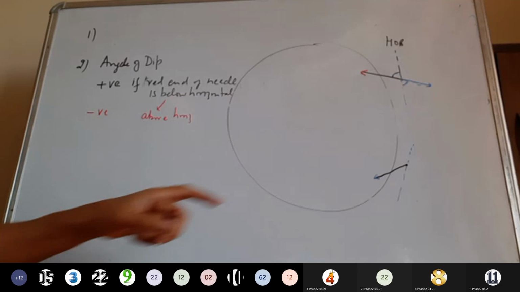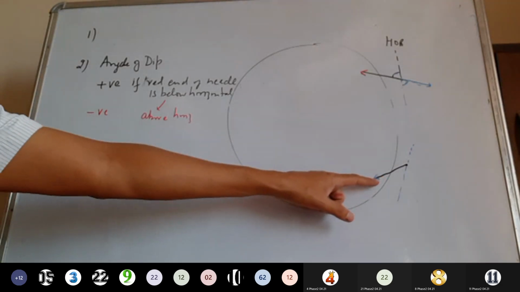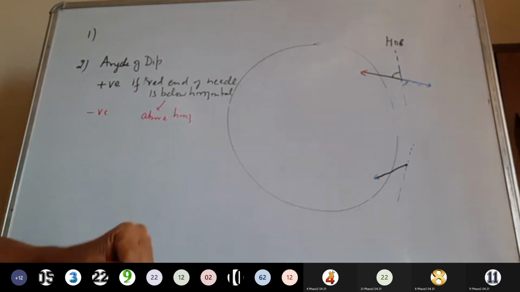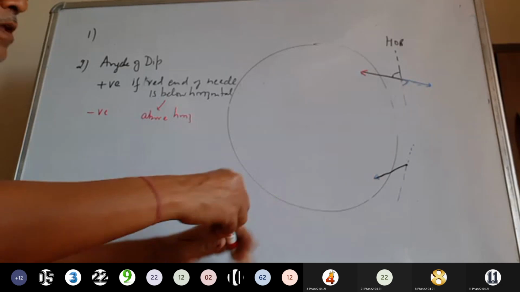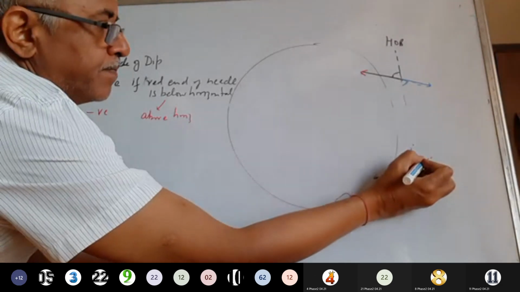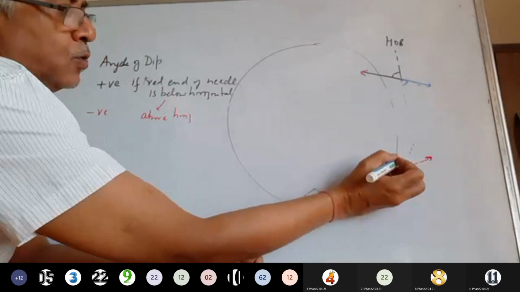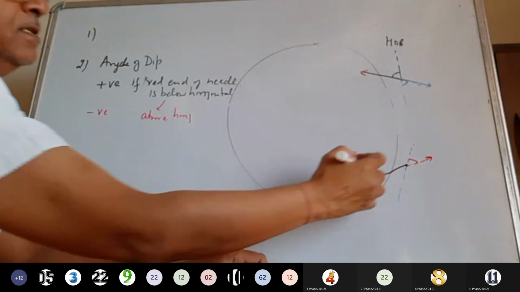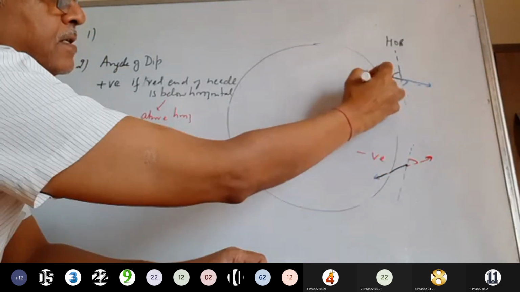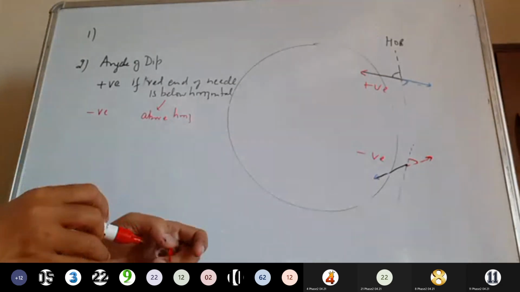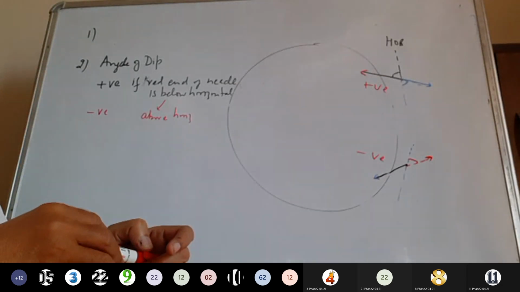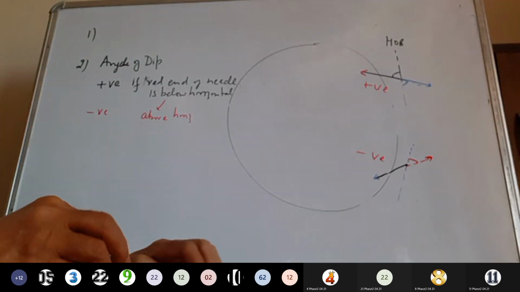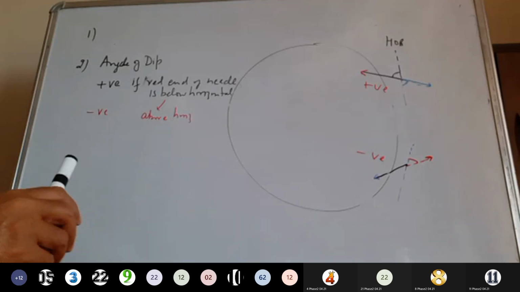Okay. So now the blue end of the needle will be pointing towards this. In this case, what will happen to the red end? Red end will be pointing like this. So the red end of the needle is now above horizontal. So here the angle of dip is negative, and here it is positive. So we can say that angle of dip will be positive in the northern hemisphere, and angle of dip will be negative in the southern hemisphere.